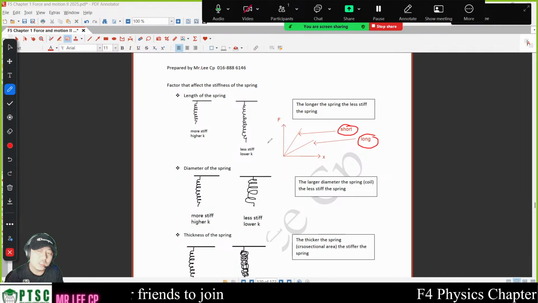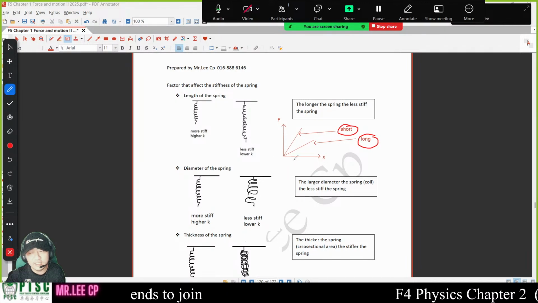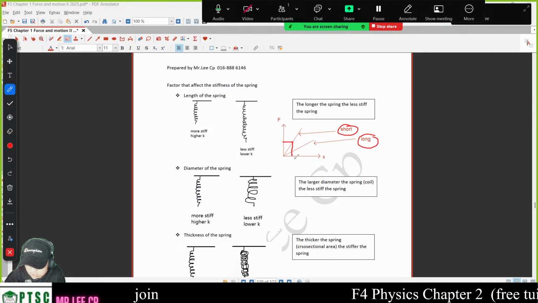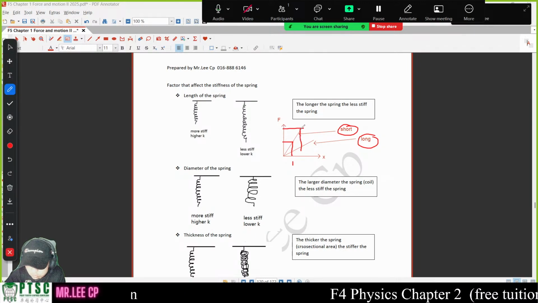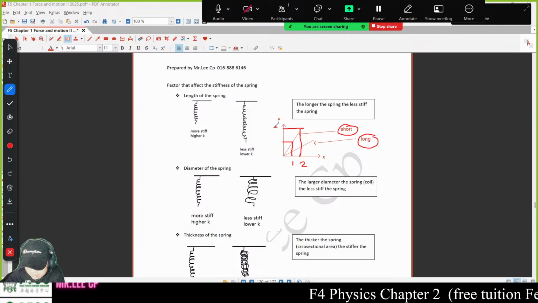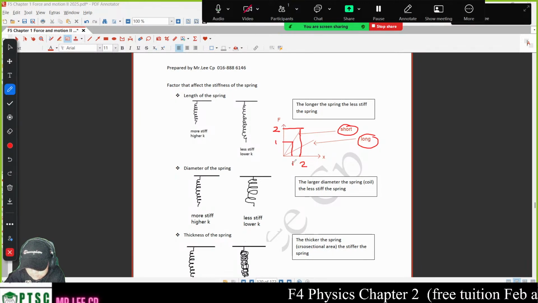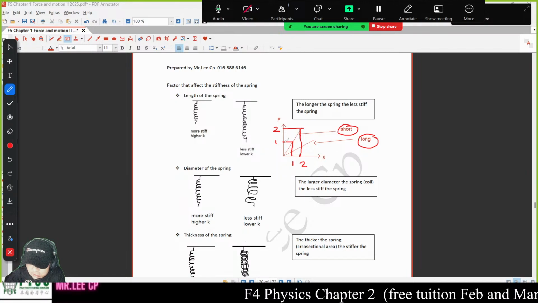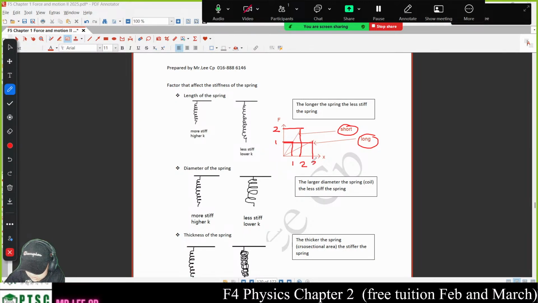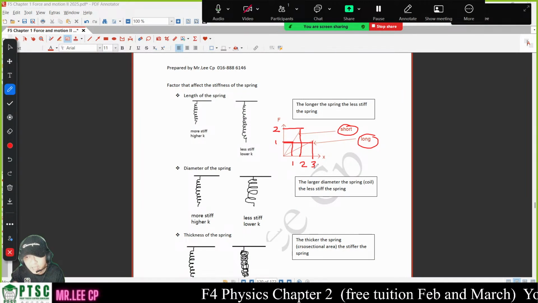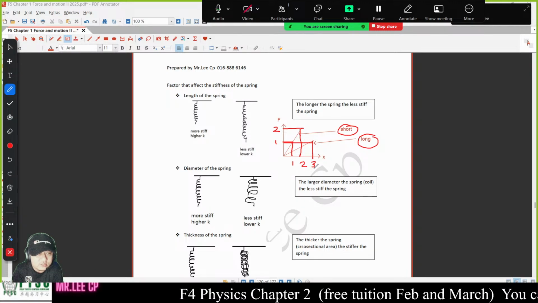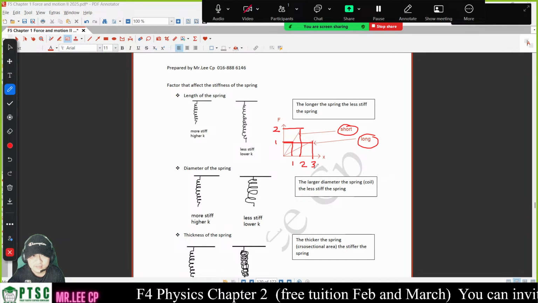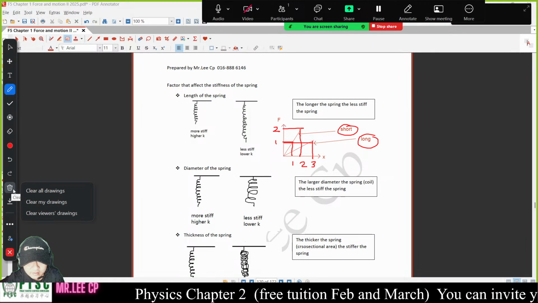Teacher, I still don't understand why a high gradient is more stiff. Alright, you see? Let's say 1 Newton extends 1 cm, 2 Newton extends 2 cm. This one, 1 Newton extends 3. So it is soft. I hang 1 Newton, it extends a lot. So it is soft, not stiff. You need to understand, okay.